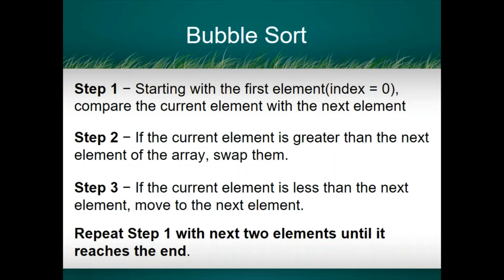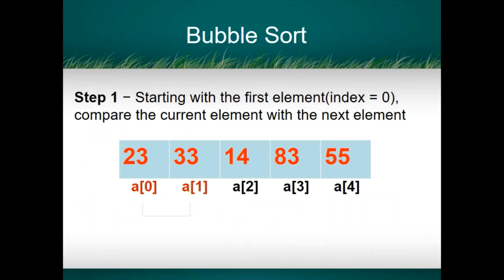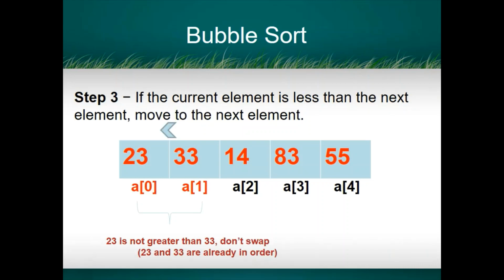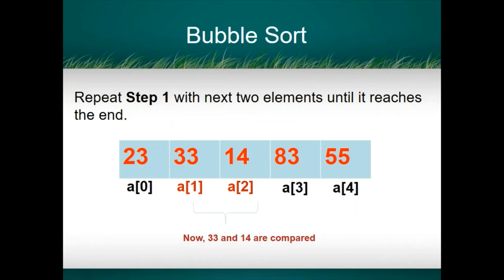Now we start with the first element, which is 23, a of 0. Now we compare this 23 with 33. Now 23 is not greater than 33, so we need not swap them. 23 is less than 33, so don't swap because they are already in order. Now we need to repeat the step 1 with the next two elements, which are a of 1 and a of 2, that is 33 and 14.